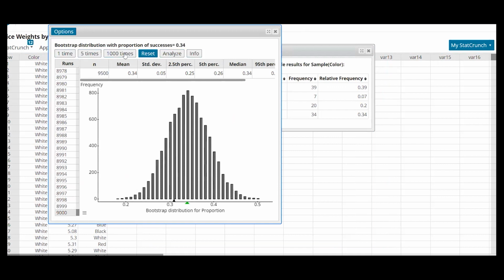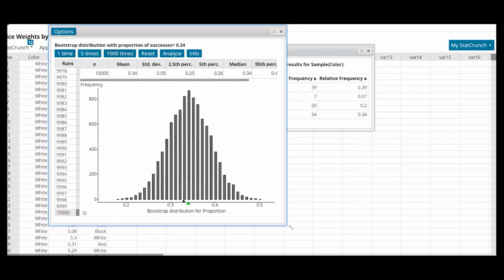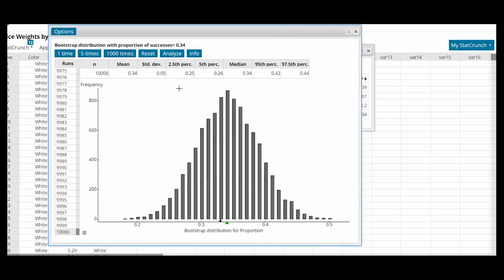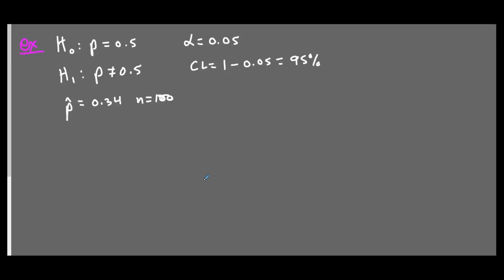You could get by with less. I just like using 10,000. And I'm going to create a confidence interval that's a 95% interval. So that would be 2.5 to 97.5. So that would be 0.25 to 0.44. So my confidence interval, 0.25 to 0.44 with 95% confidence.